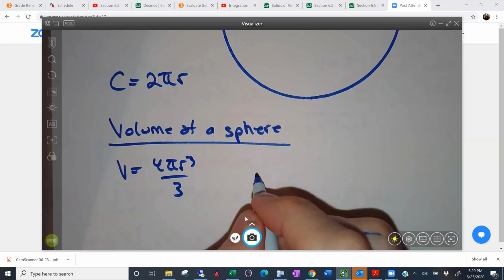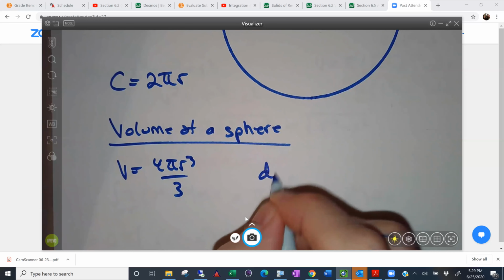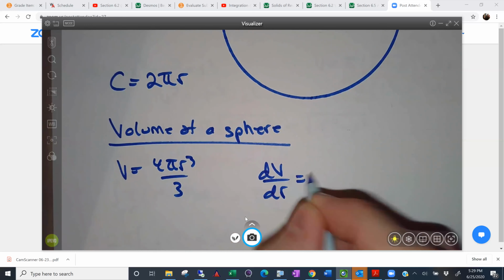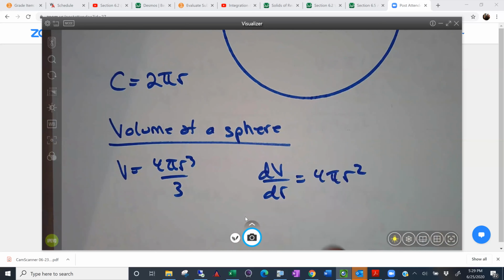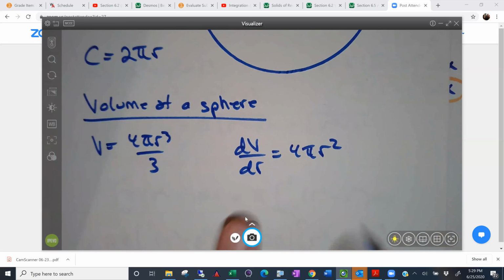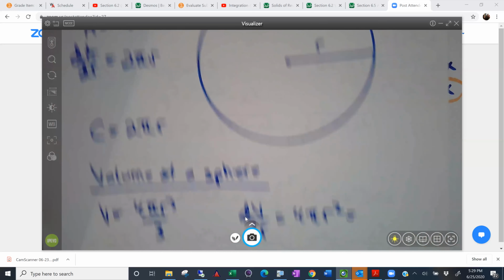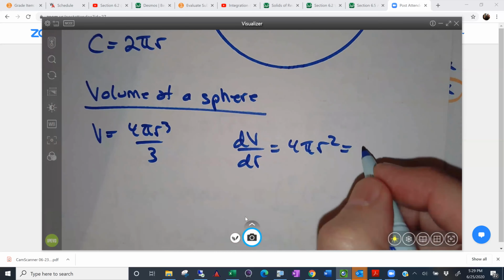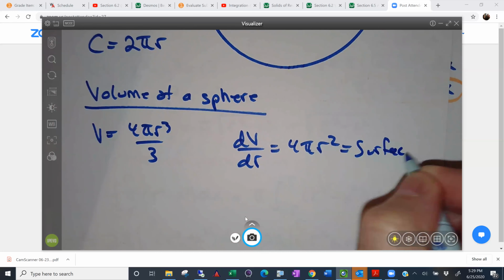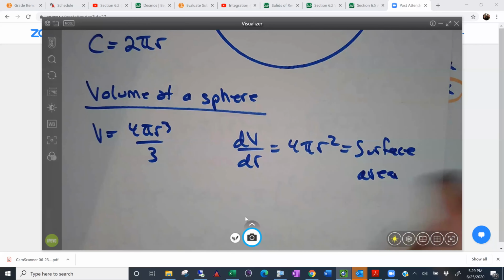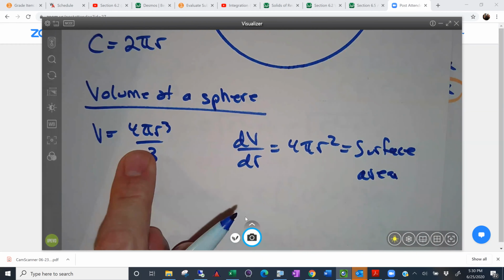Yes, all right. But let's try and figure out, so the derivative here with respect to r, the 3 is going to cancel. You're going to get 4 pi r squared. But can anyone tell me another name for this? Like when we differentiated this, we got the circumference. Surface area? Surface area. Awesome. Surface area. And that's my cheat for remembering the surface area formula for a sphere. I'm like, okay, well, I'll just differentiate this.